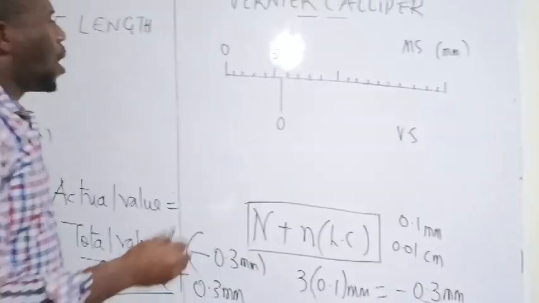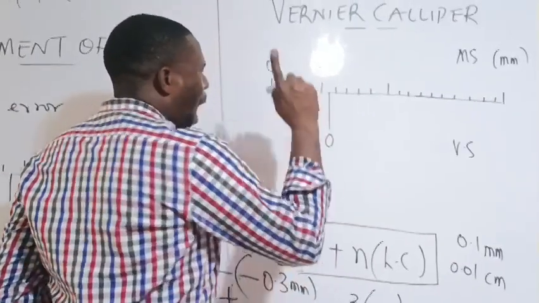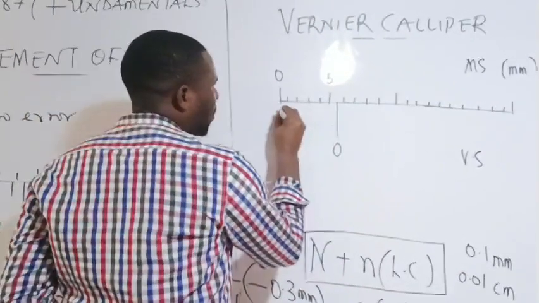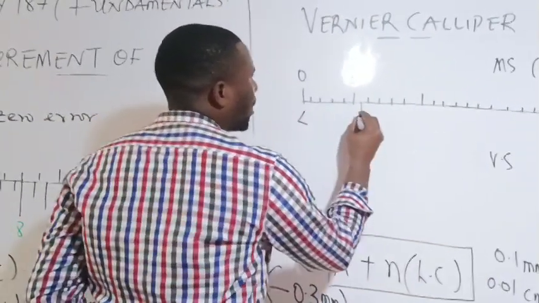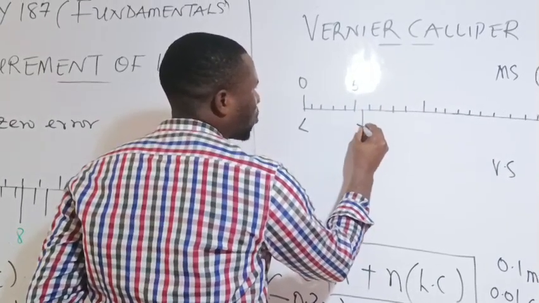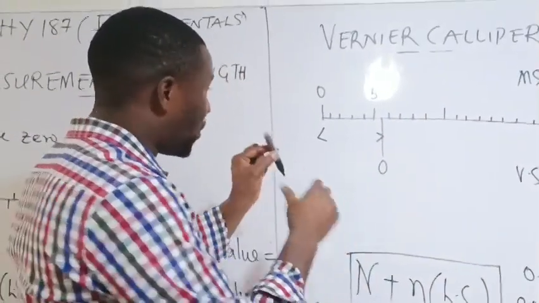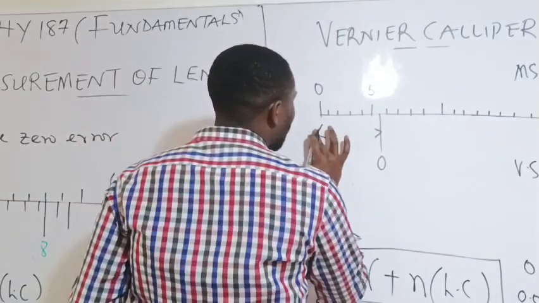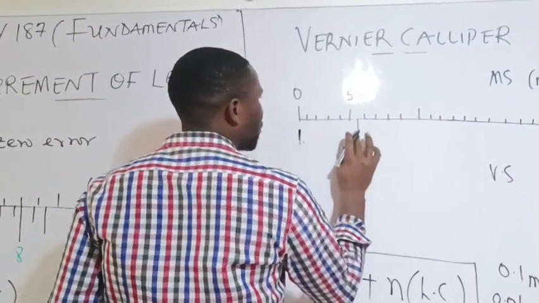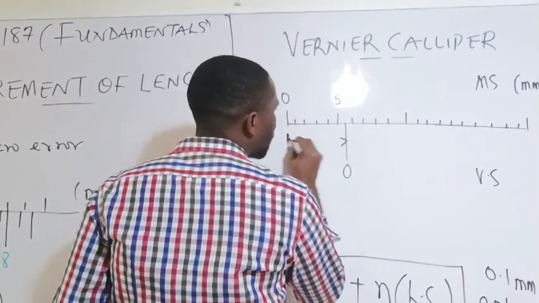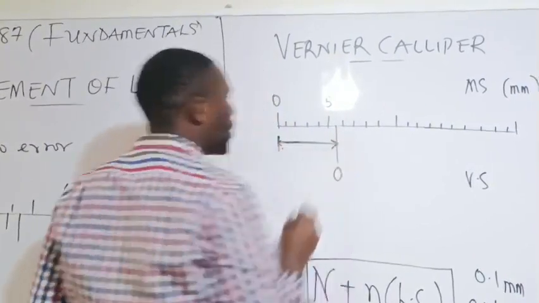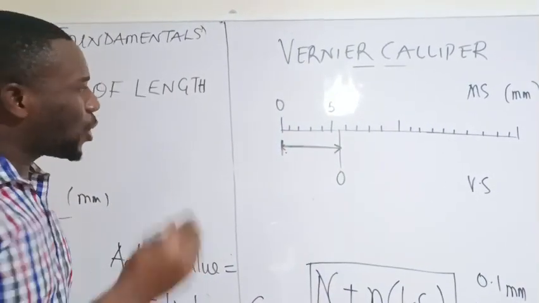Is that correct? All right, so the object that I'm to measure, the distance or the diameter of the object, is from this side to this side. So this is what I'm measuring. So how do I really measure this?